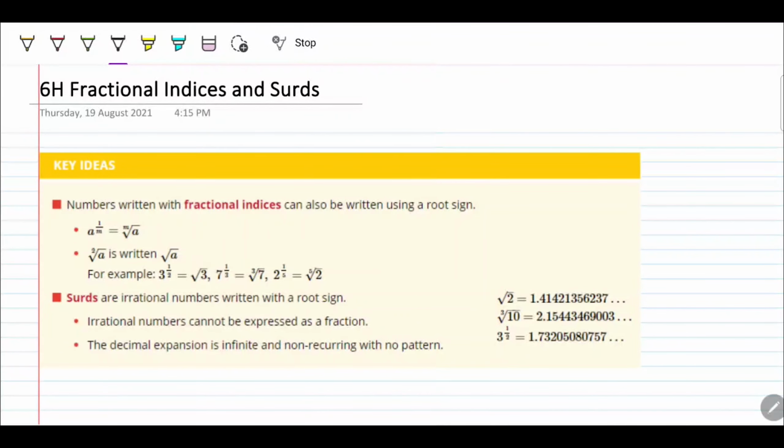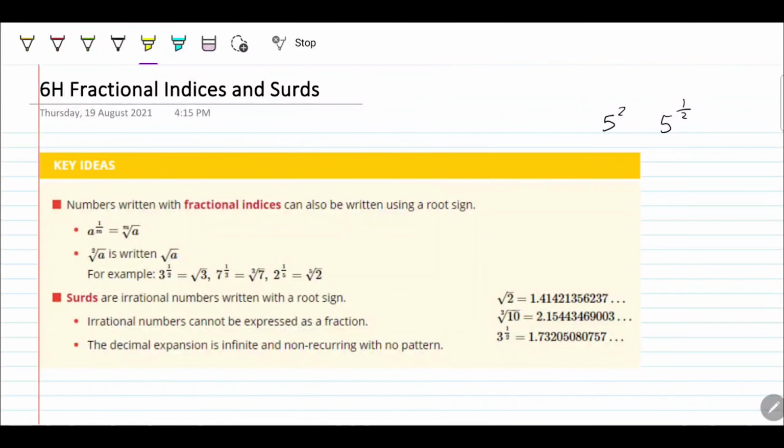Today I want to introduce 6H, fractional indices and surds. So recently we've been working with positive indices, negative indices, the zero power. In today's video we'll be looking at fractional indices. So what that means is instead of having, for example, 5 to the power of 2, we can have indices as fractions. So for example, 5 to the power of half.